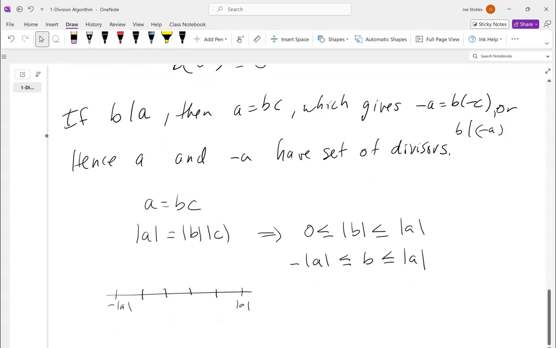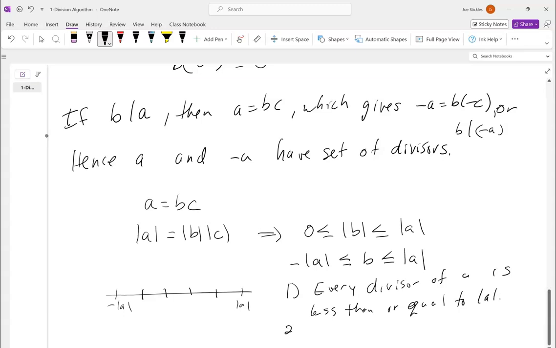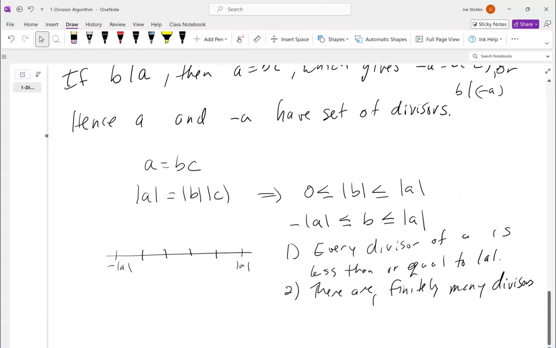So again, this statement says, well, first, every divisor of A is less than or equal to the absolute value of A, and two, there are finitely many divisors of A. Not huge earth-shattering results by any stretch of the imagination, but important.